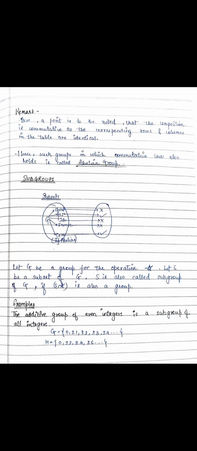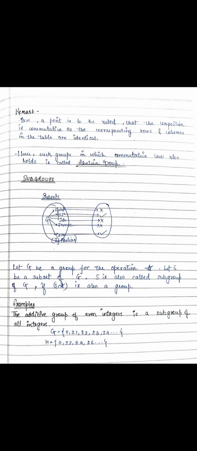Now coming on to the subgroups. Before discussing subgroups, let us discuss the properties which are transferred from a group to its subset. If G is a group, it will have closure property, associativity, existence of identity, existence of inverse, and commutativity if the group is abelian.